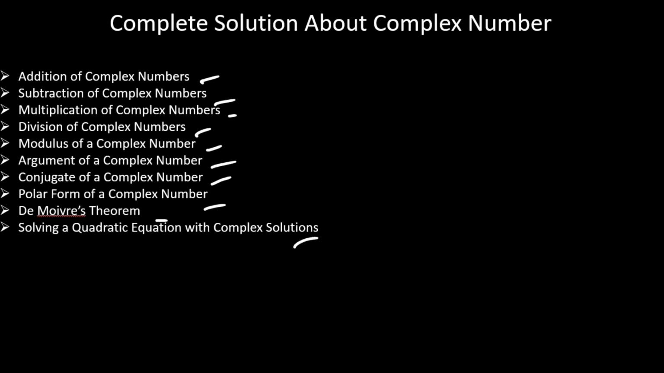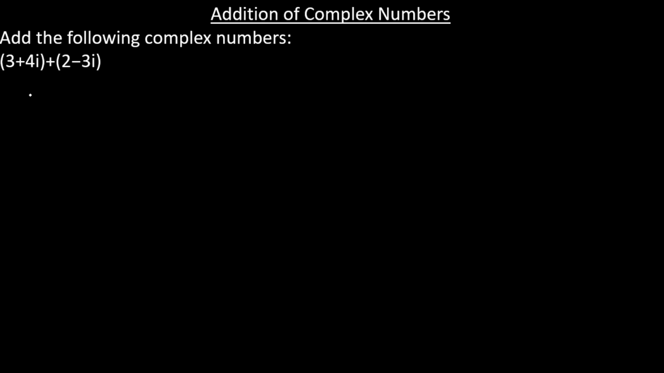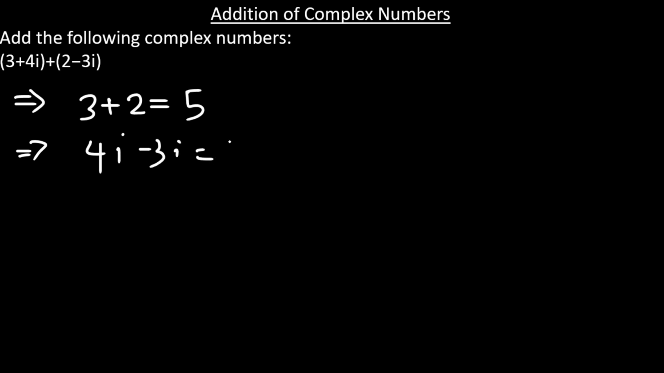So let's go for the first problem, the addition. First we need to add the two numbers. Here the real numbers are 3 plus 2 equals 5, and for the imaginary numbers we go for 4i minus 3i. 4i minus 3i equals i. So we get the number 5 plus i. This is the addition of complex numbers.